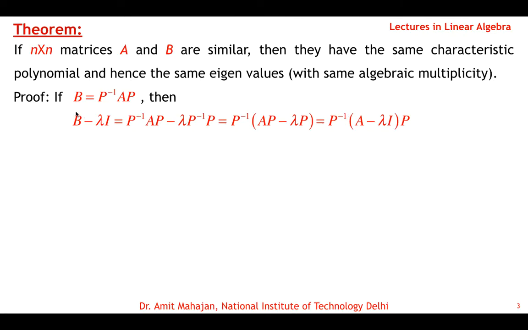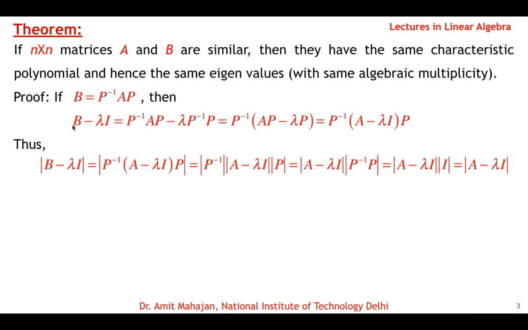So the characteristic polynomial of B, the determinant of B minus lambda I, will be the determinant of P inverse times A minus lambda I times P. And we know that the determinant of a product of matrices is the product of their determinants. So the determinant of P inverse into A minus lambda I into P will be the determinant of P inverse times the determinant of A minus lambda I times the determinant of P. Determinants are scalar values, so we can rearrange them.